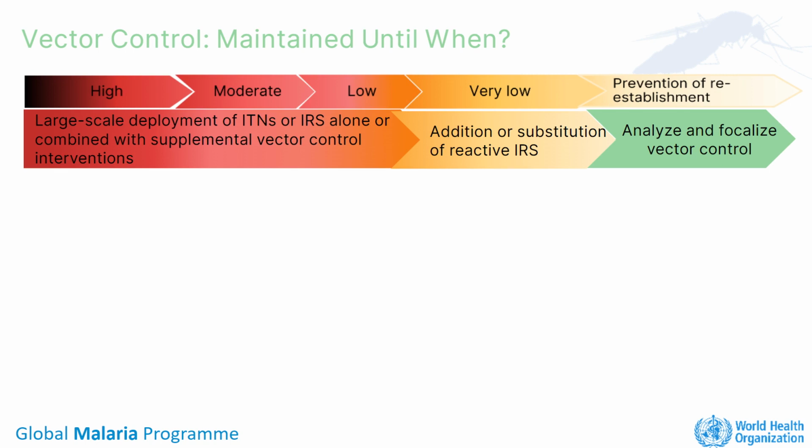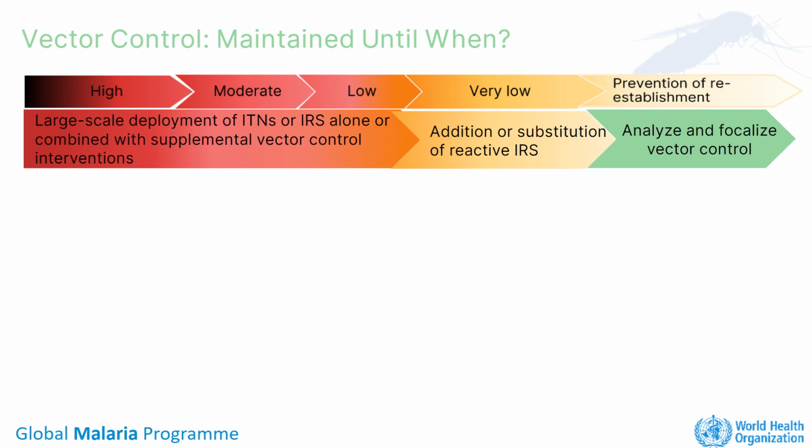In areas approaching elimination but with ongoing local malaria transmission, vector control interventions should be maintained. They should not be scaled back, meaning coverage decreased, or withdrawn because of the high probability of a resurgence of transmission in the absence of vector control. Optimal coverage of the population at risk with effective malaria vector control should be pursued and maintained.